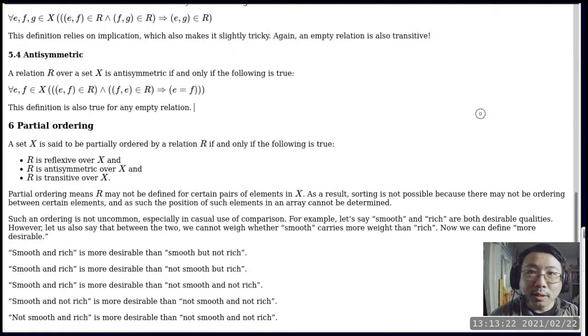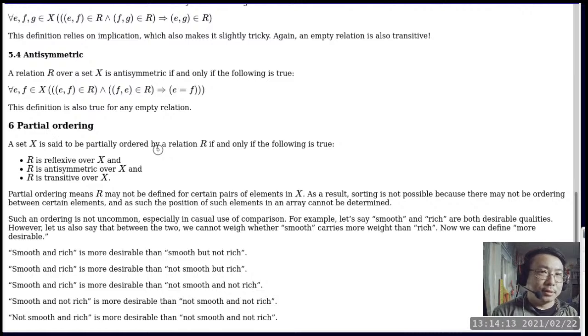Alright, so we now get to the definition of partial ordering. Partial ordering is defined based on the terms that we have already defined at this point. A set X is said to be partially ordered by a relation R if and only if the following is true: R is reflexive over X, and R is anti-symmetric over X, and R is transitive over X. In other words, when R is all three, reflexive, anti-symmetric, and transitive over X, then X is said to be partially ordered by this R. Alright, so now the question is, how is this helpful?